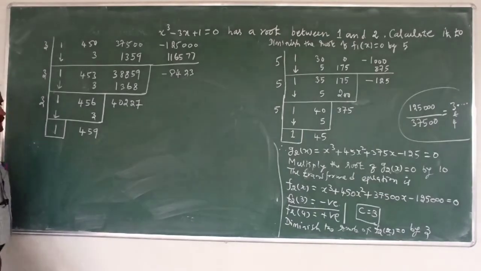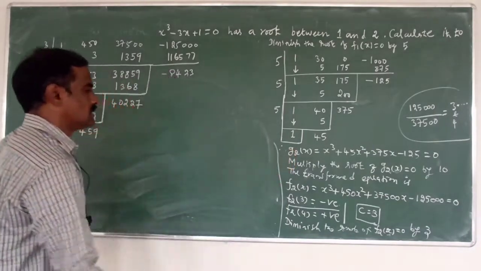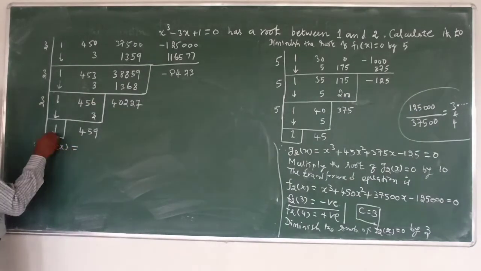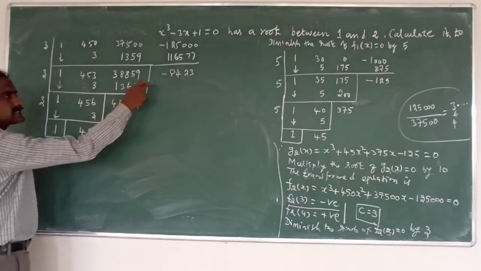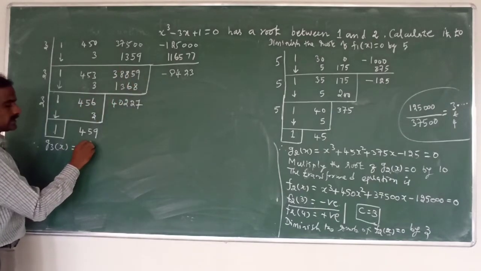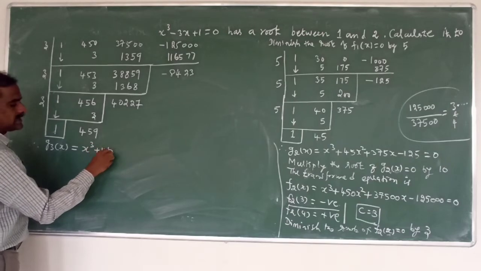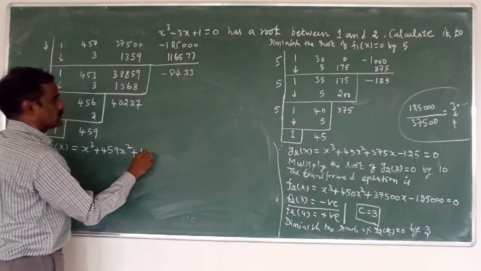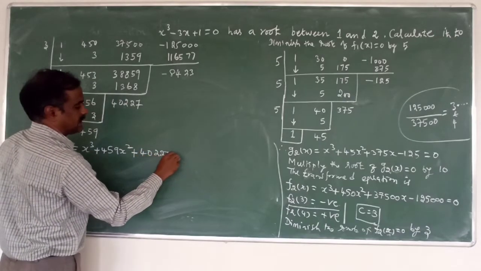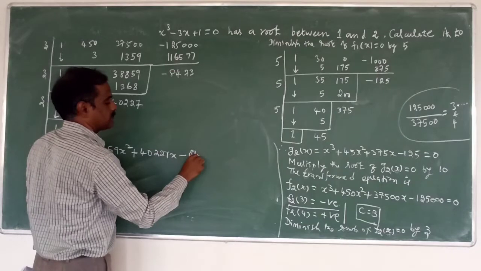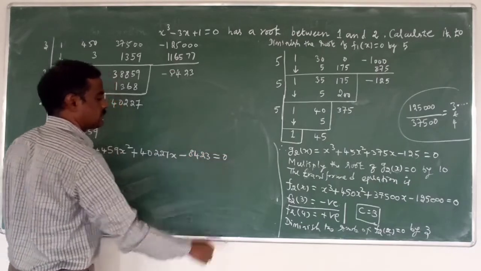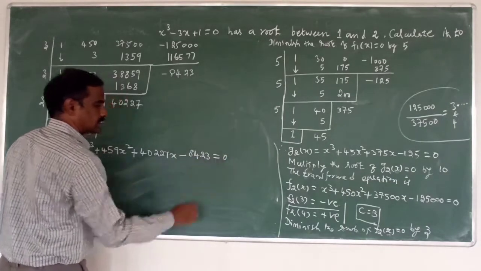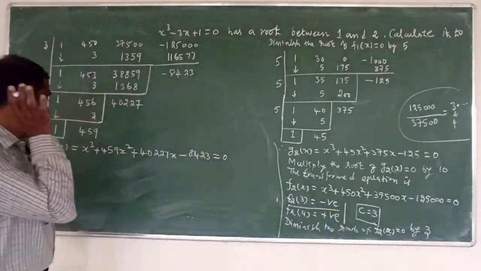Therefore, this is for g of g2, and here g3 of x equal to, this is for x cube, x square, x and a constant value. x cube plus 459 x square and plus 40,227x minus constant value 8423 equal to 0. Okay. Now this is for C value and D value.